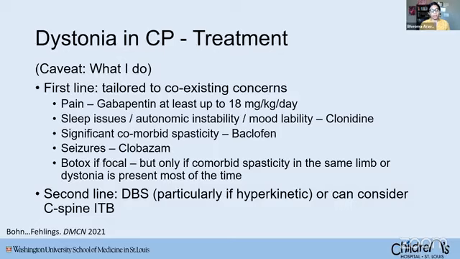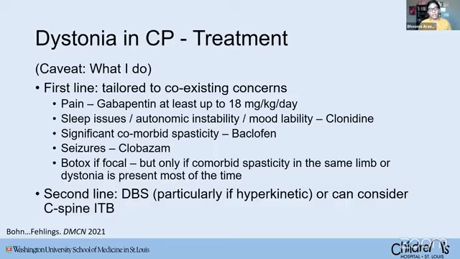My first line treatments are pharmacologic, and I will tailor them based on coexisting concerns. Very much like we would approach epilepsy, when you pick your first line medication, if someone has migraines and seizures, you might think about topiramate. We do something very similar when thinking about pharmacologic treatments for a dystonia.